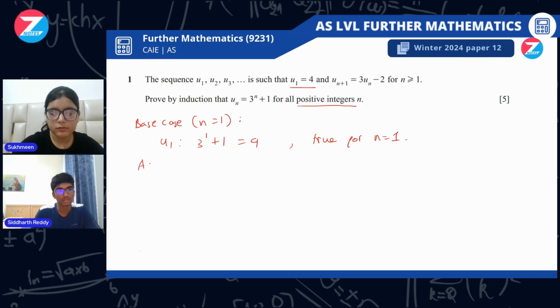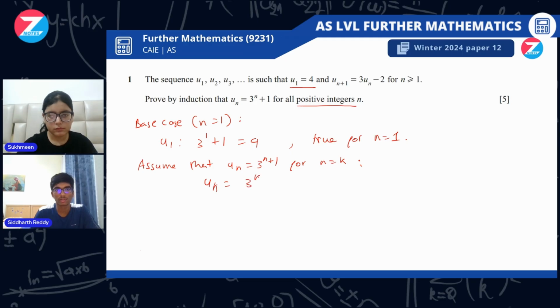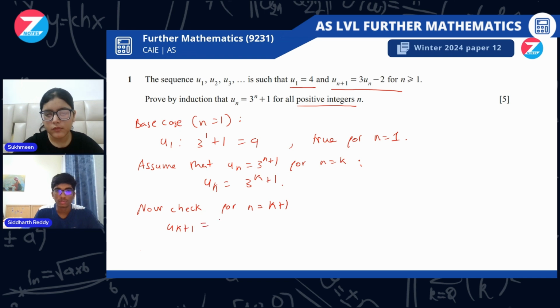Next, you have to write like this. Assume that Un is equal to 3^n plus 1 for n equal to k. So what we'll get then is Uk is equal to 3^k plus 1. And the final step is we have to check for n equal to k plus 1. So U(k+1) is equal to 3Uk minus 2. In the previous part, we already found out what Uk is, so we can substitute that here.